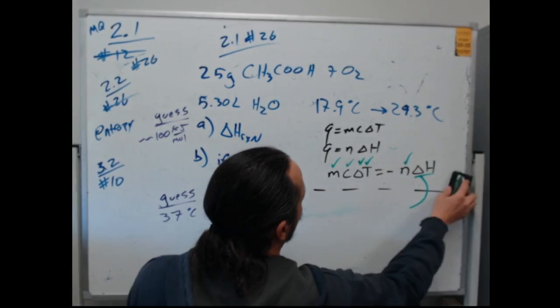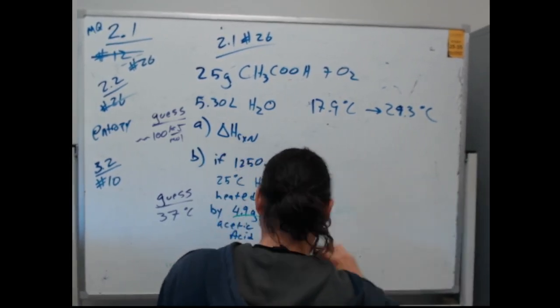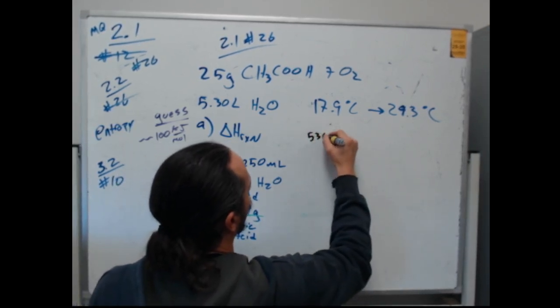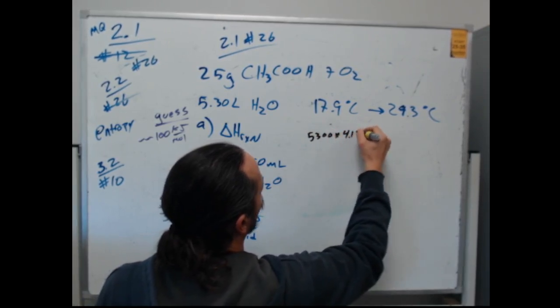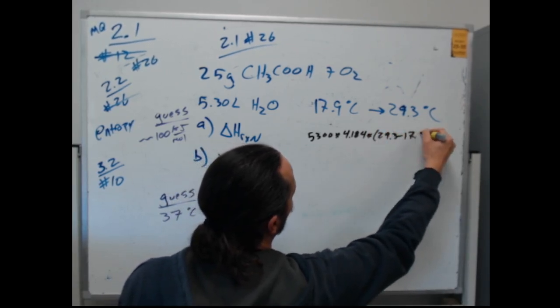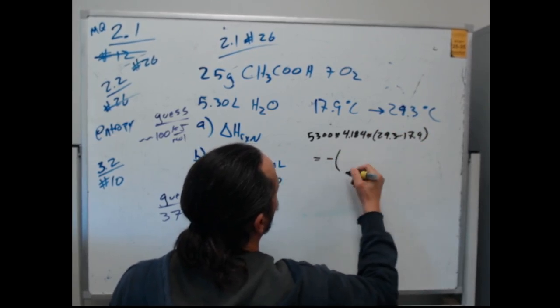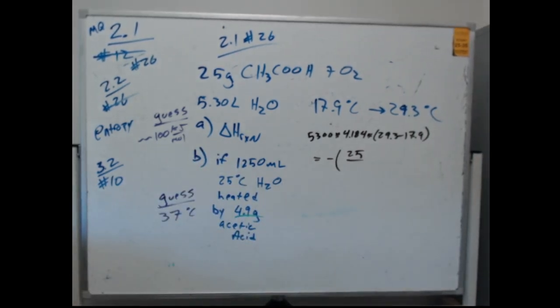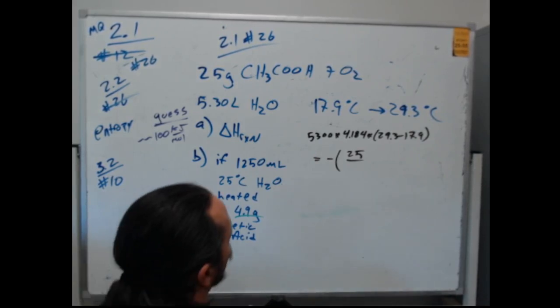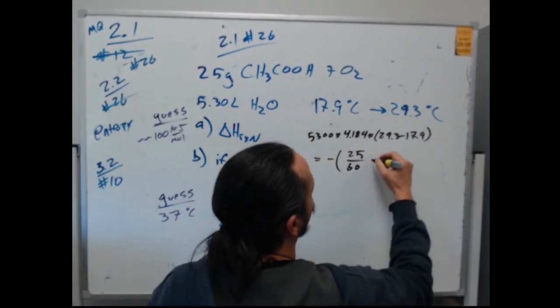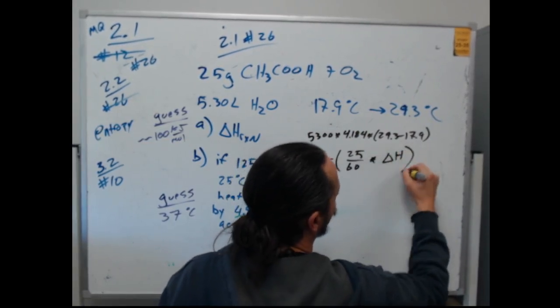I'm going to erase this thinking work now. We're just going to plug in numbers. So we're going to have MC delta T: 5300 times 4.184 times (29.3 minus 17.9) is equal to negative 25 divided by 60, that's 12, that's 24, plus 32, plus 4, divided by 60. Right, my mass divided by my molecular weight times delta H.